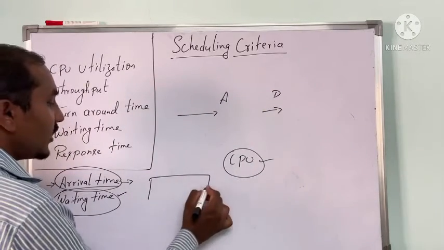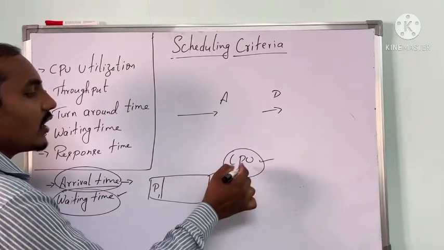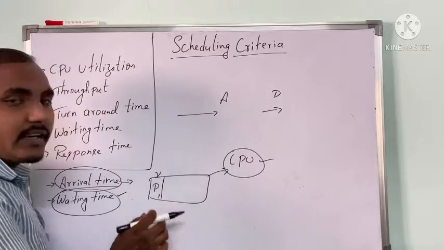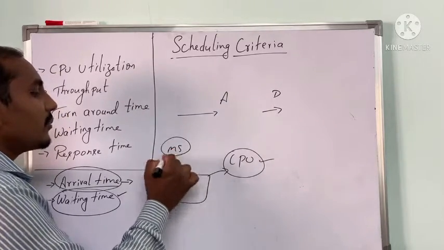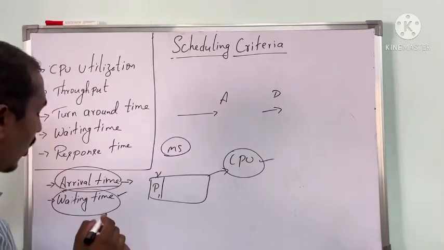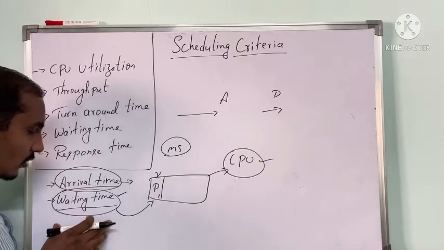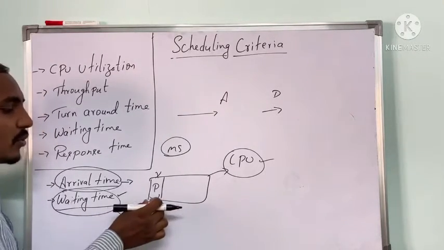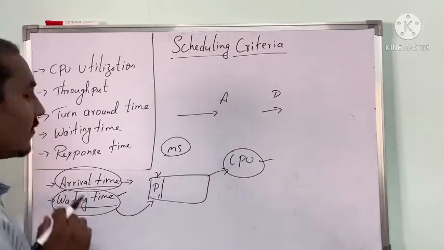When a process enters the ready queue, if the CPU is executing another process, it cannot select this process for execution. So it will be in the ready queue. It will be represented in milliseconds, that is, for how much time the process is in the ready queue. Ready queue time is nothing but waiting time, which represents for how much time the process is waiting for execution.